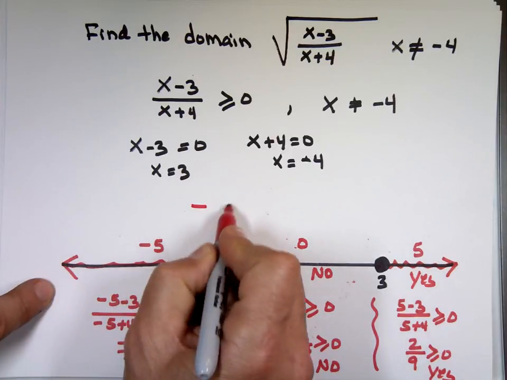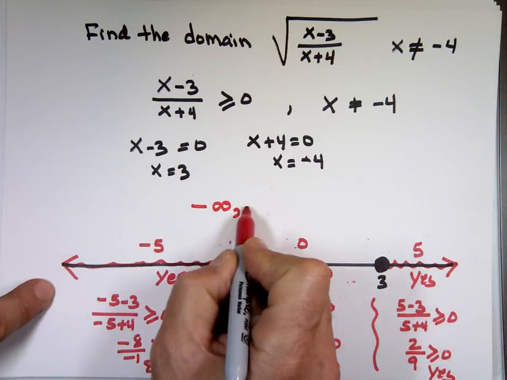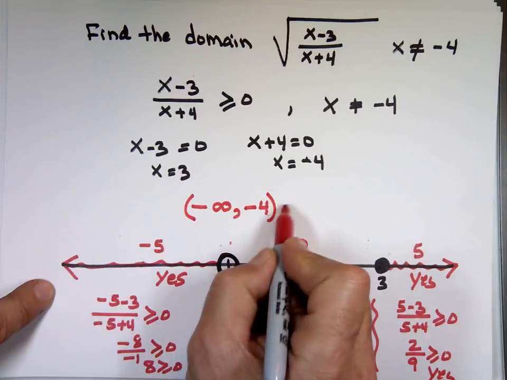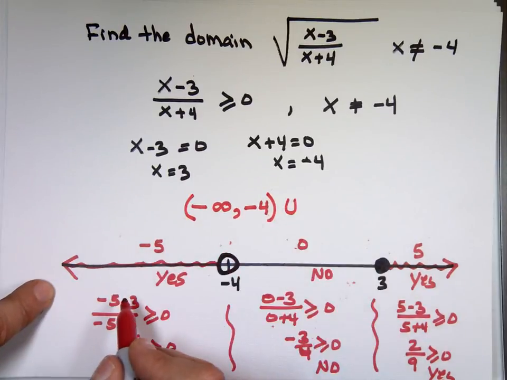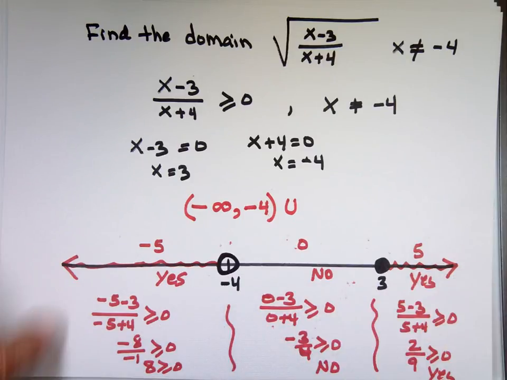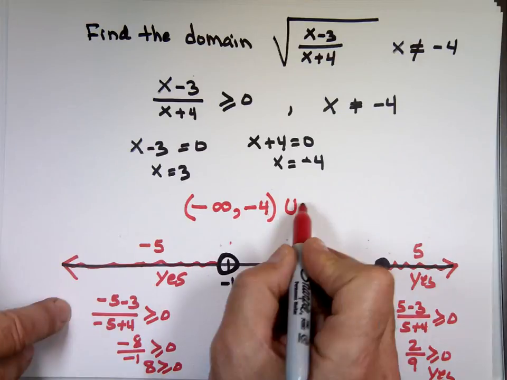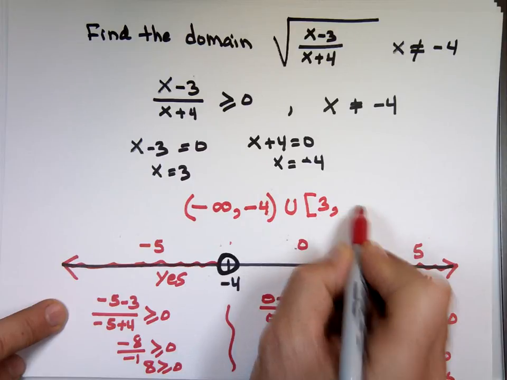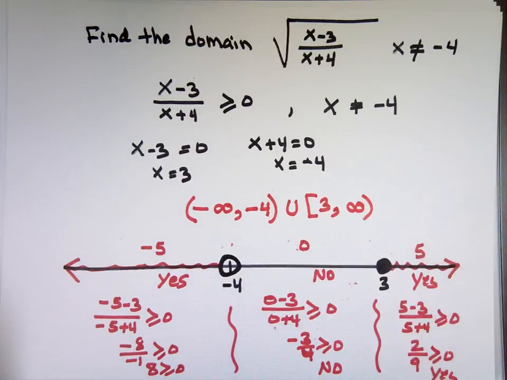Negative infinity to where? Negative 4. Or, add to it, wait, is it an or because of the sign? It's this piece or that piece. Yep, because they're separate. And the other one from where to where? 3, in our square bracket on 3 because it's included, all the way to where? Infinity, not included. Is that an and or an or? That's an or. When you have two pieces, it's always an or. It's this one or that one, or could be both.